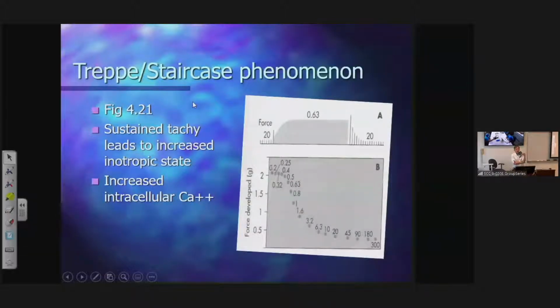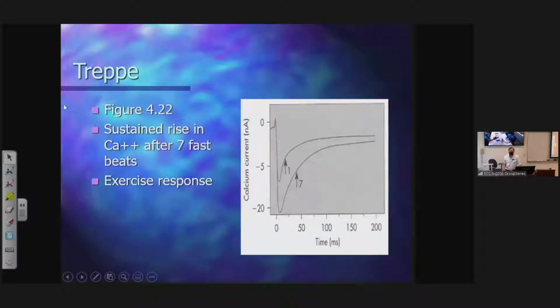We used to use calcium a lot more as an inotropic drug, but there are some bad side effects. So now we don't use it so much, but we do give you calcium channel blockers to make your heart beat less forcefully if you're having angina, to kind of calm you down. But anyway, this is the TREP reflex. If you have a fast heart rate, you have more calcium in the cell, increased contraction because actin and myosin are sticking together. And this shows that after 7 fast beats, there's more calcium in the cell.